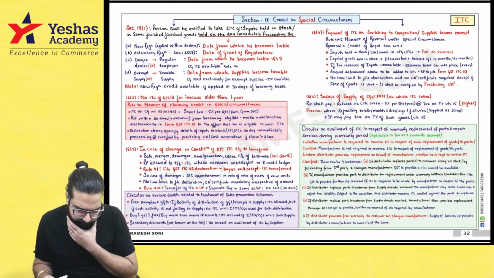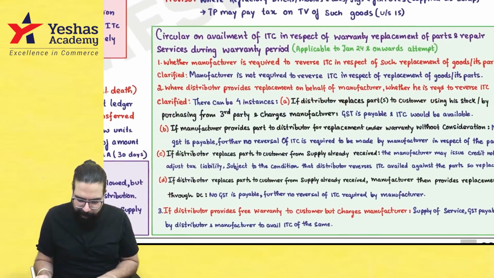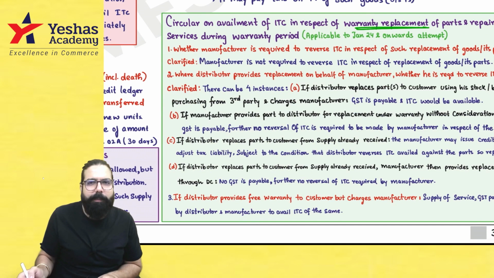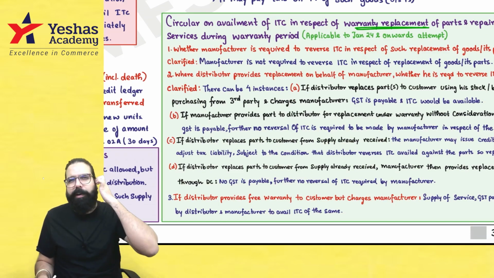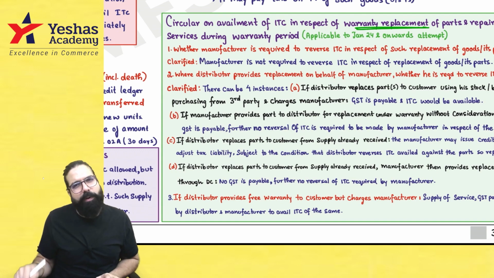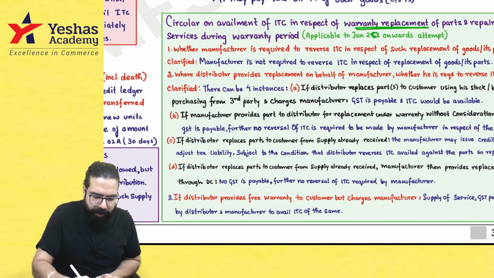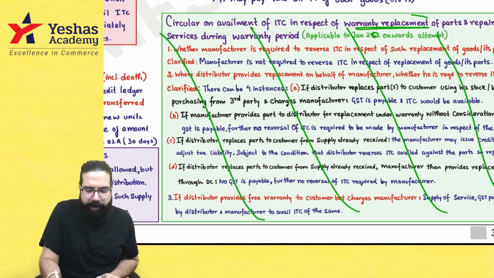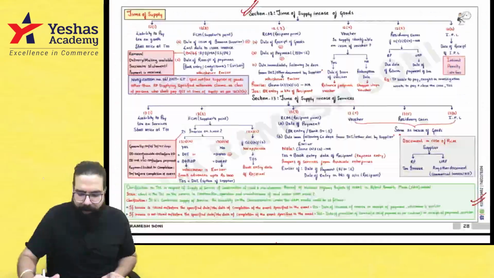Next. On page number 32, this warranty replacement circular is there. ICAI has gone ahead and removed it from your exam point of view. Not required. This was applicable from January 25 onwards, but this circular has been removed by your ICAI. So page number 32, this warranty replacement circular, you can remove it. It's not there in your ICAI material.